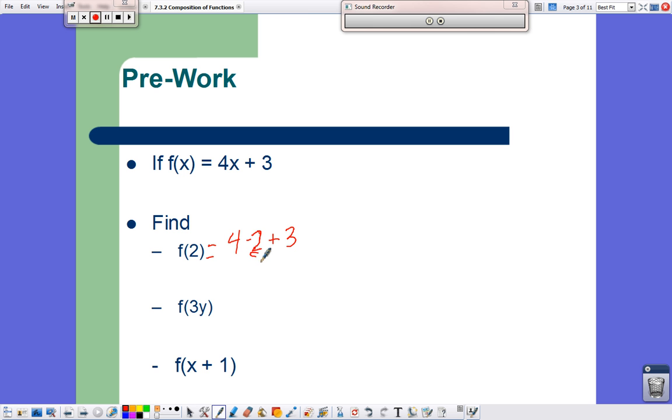So 4 times 2 gives me 8. 8 plus 3 then gives me 11. So the answer to this is actually 11. Okay? We don't divide it by 2. We just plug it in and substitute it and find the answer.